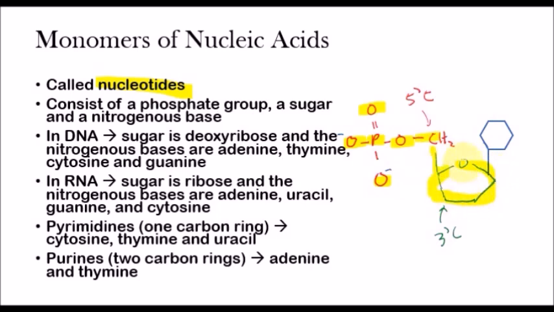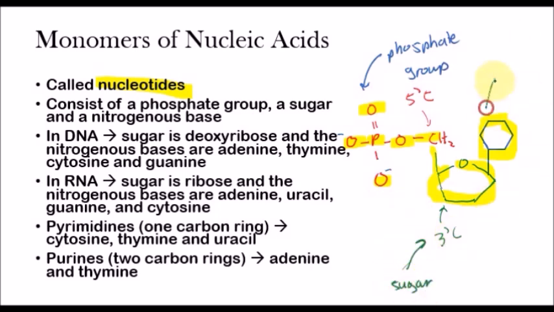This is a sugar. And then attached to the sugar you have what is called a nitrogenous base. So let me label that. This is the phosphate group. This is the sugar, and then this is the nitrogenous base. In all nucleotides they're connected like this.